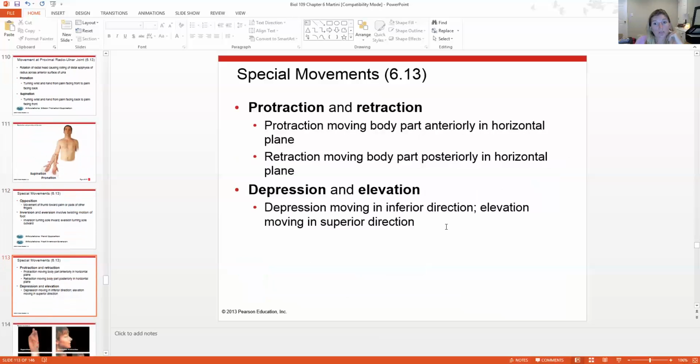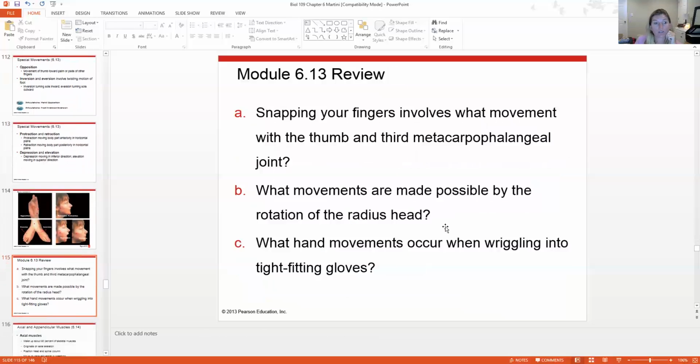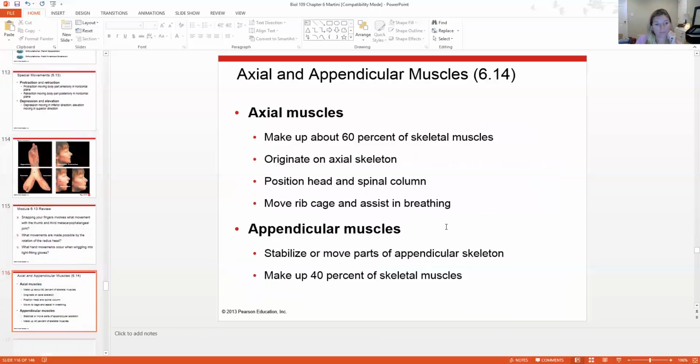And then protraction and retraction, moving your head like this, or your jaw. Or depression, elevation. Right, here's opposition, protraction, retraction, inversion, eversion, depression, elevation. You can pause the video, go back and answer these questions.